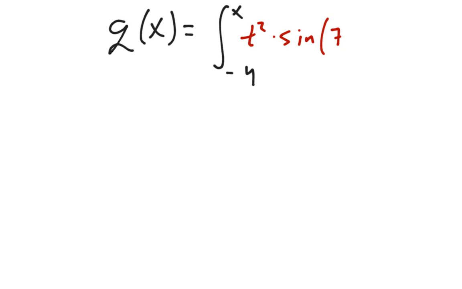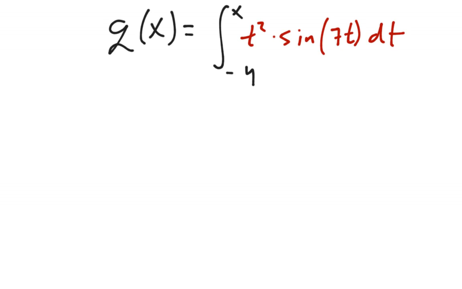Let's say I have g of x equals the integral from negative 4 to x of, let's see, x, no, not x, because I can't use x, t squared times the sine of 7t dt. Ha!